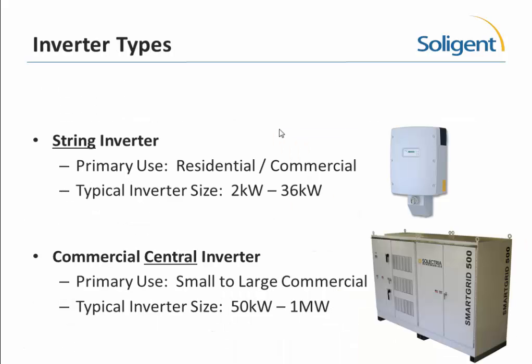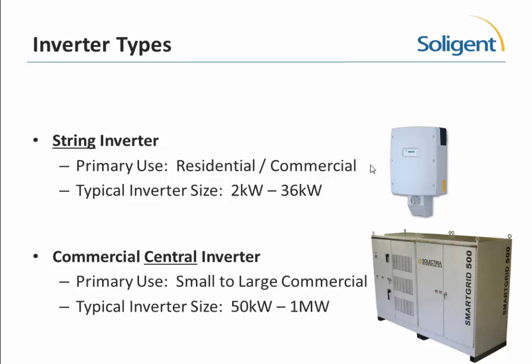The different types of inverters we're currently using, we have string inverters, primarily in residential and commercial. Typical sizes are 2 to about 36 kilowatts. In commercial systems, string inverters are becoming much more popular as compared to a central inverter. We use this in a 50 to up to megawatt size ranges, large commercial utility scale systems.